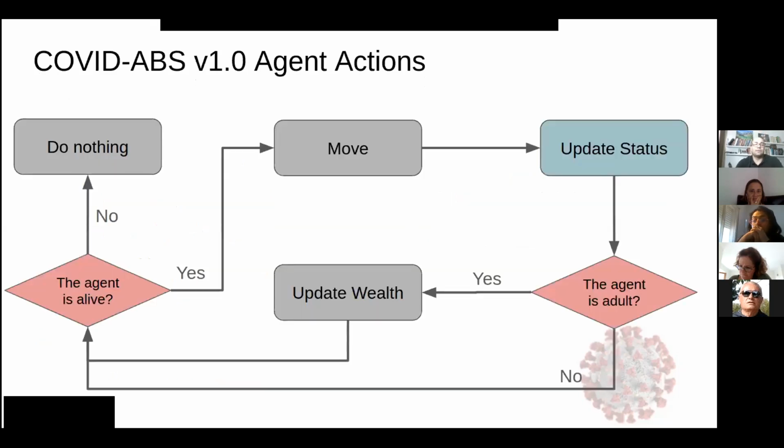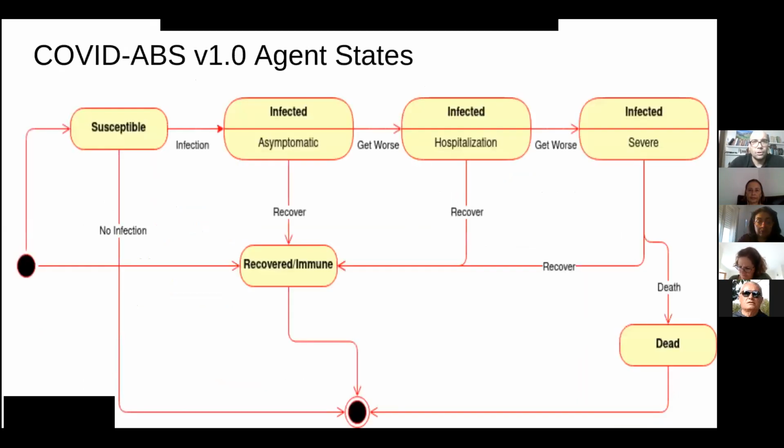Well, so this is the workflow of each agent. It's a very simple workflow. They move, update their status, and update the wealth, given their mobility, and repeat it all again. So we also have the epidemiological status of the agents.